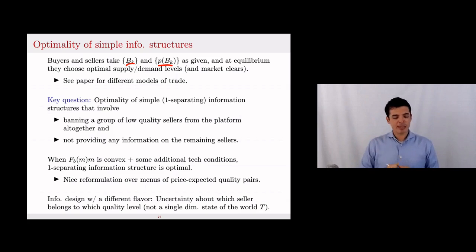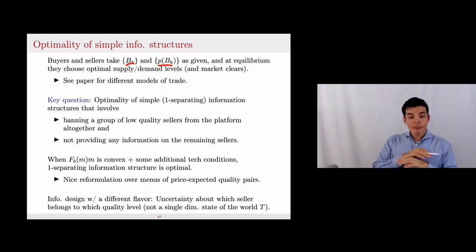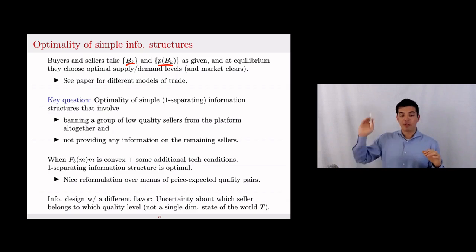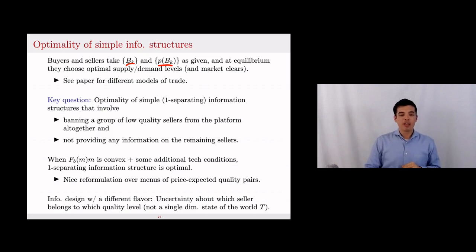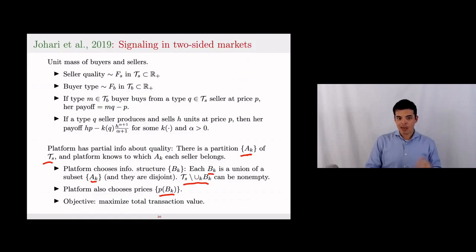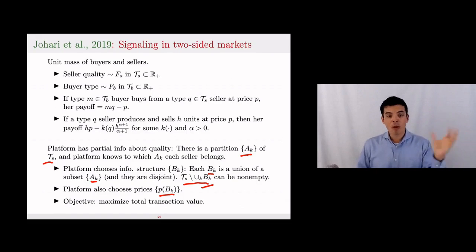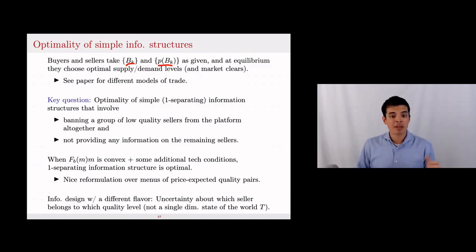The key question here is when are simple information structures optimal? And more formally, the authors focus on the one separating information structures, where the platform bans a group of low-quality sellers from the platform altogether and does not provide any information on the remaining sellers. So it is as if I have a single set, B1, and there are some low-quality sellers who do not belong to B1. Those sellers are removed from the platform, and I do not reveal any information at all about the remaining sellers to the agents in the system.